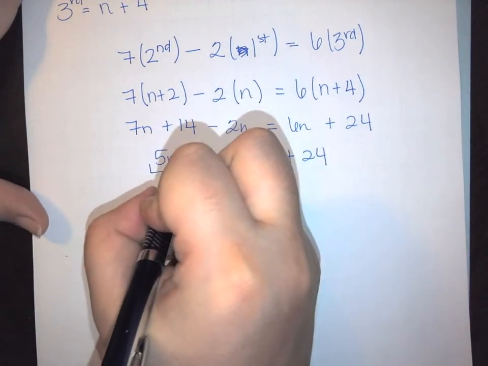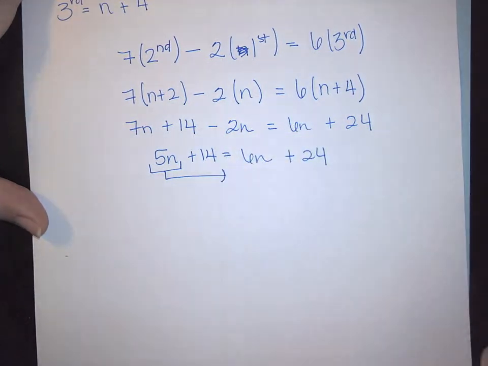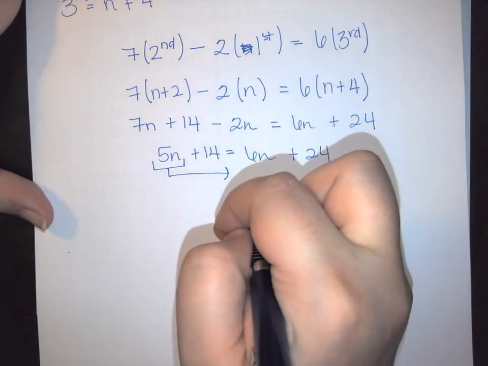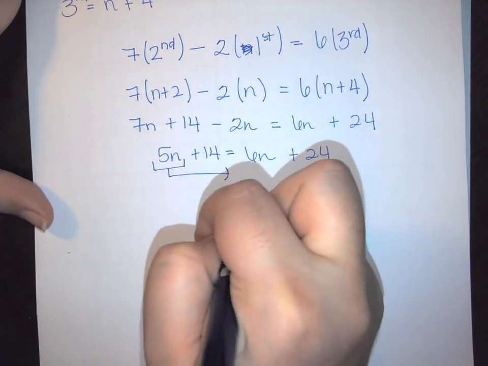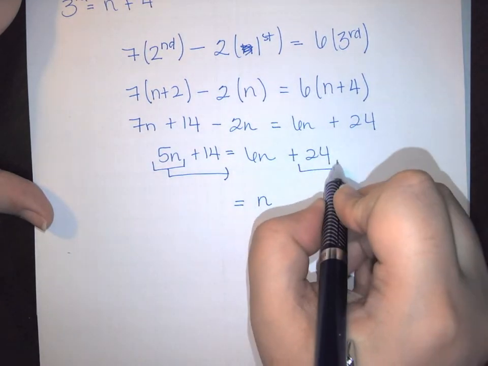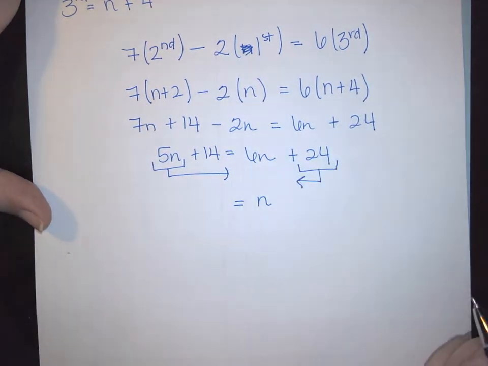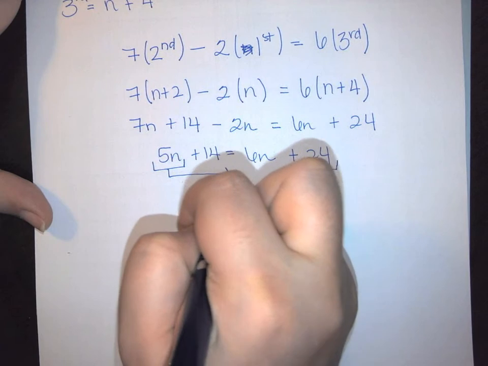I'm going to take my 5n and move it because it makes life easier. And so here we're going to end up with n equaling, which means my 24 has to be the other one that moves, and this becomes negative 10.